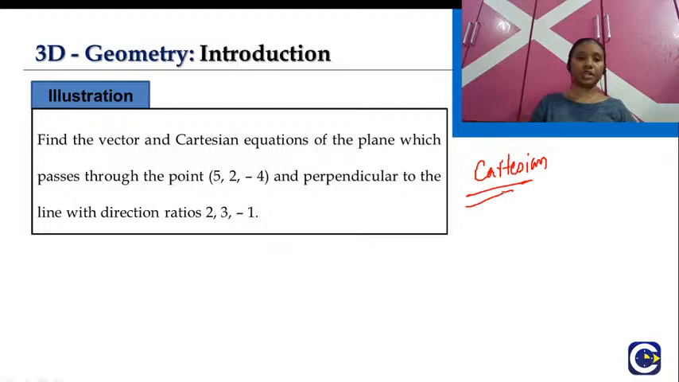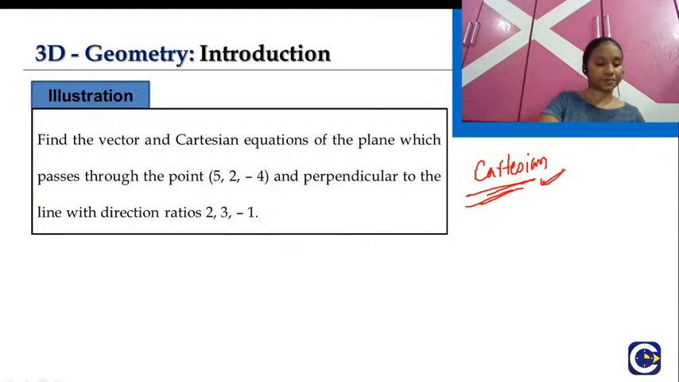So make it fast. So you can find the equation in Cartesian form directly. So vector form is nothing but simple substitution. That's it. Apart from that, we can't do anything. So you just try and find the Cartesian form of equation directly.